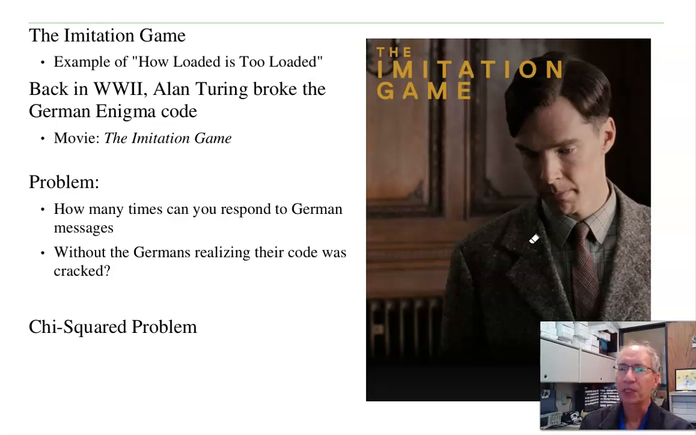That's a chi-squared problem. Same as we just did with the six-sided die. How loaded can I make it without the person realizing that the die is loaded? How many times can I respond to the Germans without the Germans realizing that we know what they're saying? So if you ever watch the Imitation Game, that's what they're talking about. That's a chi-squared test.